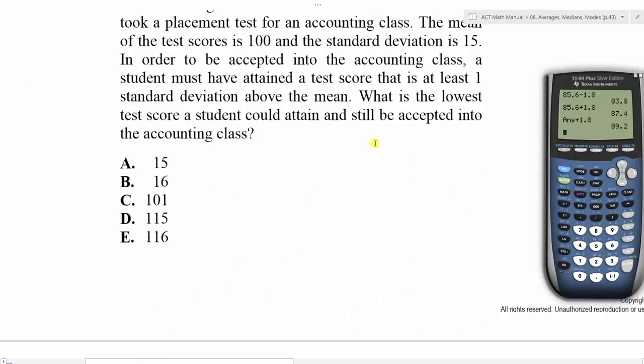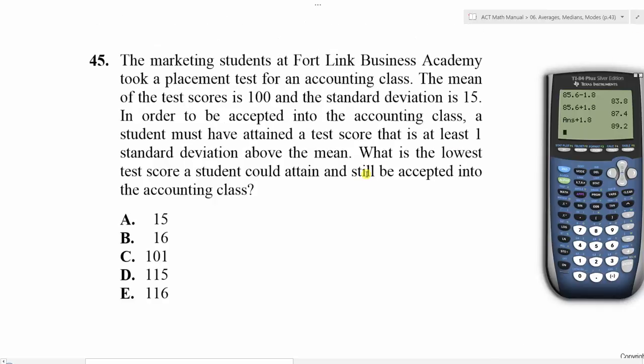45 is a question testing standard deviations. Pause the video if you want to try it on your own. I'm going to go ahead and do it right now. So the marketing students at Fort Link Business Academy took a placement test for an accounting class. The mean of the test scores is 100 and the standard deviation is 15. In order to be accepted into the accounting class, a student must have attained a test score that is at least one standard deviation above the mean. What is the lowest test score a student could attain and still be accepted? So lowest test score to still be accepted.